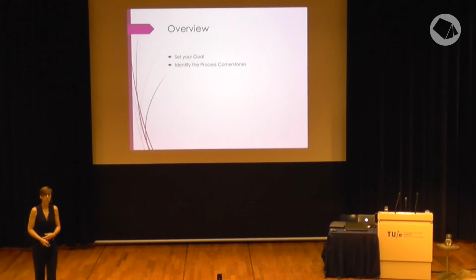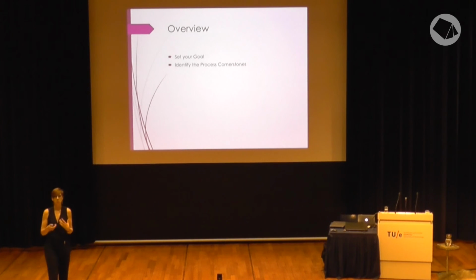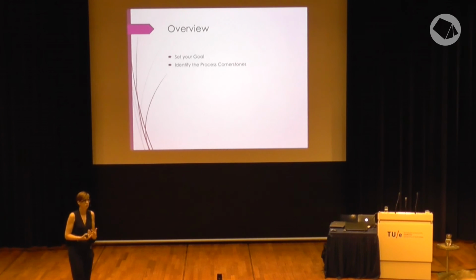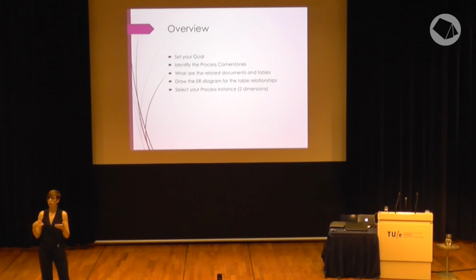Identify your process cornerstones during your meeting with maybe a process owner, but it doesn't need to be someone who's very acquainted with the process, the operational part, and someone who's very acquainted with the information systems part. Then identify what the related documents are and what tables hold the timestamps of the activities on those documents. Draw the entity relationship diagram of those tables that you've just listed in step 2.